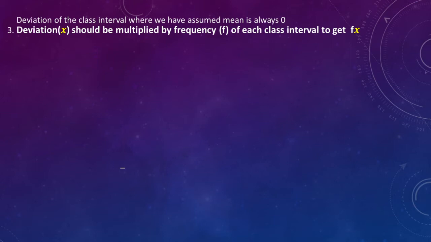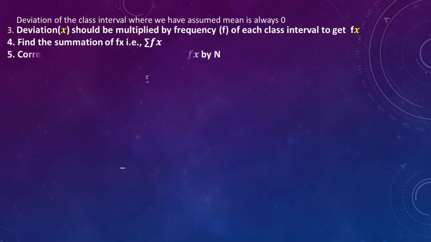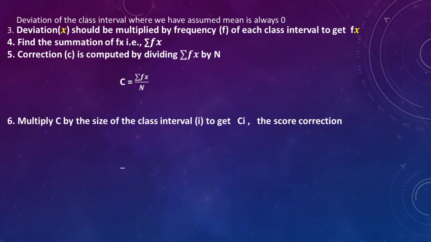In the third step, deviation x should be multiplied by the frequency f of each class interval to get fx. After getting fx, in the fourth step, we are going to find the sum of all the fx, that is summation of fx. In the fifth step, we find a new score called the correction score, computed using the formula c = sigma fx / n. In the sixth step, we multiply this c by the size of the class interval to get ci, and this ci is called the score correction.